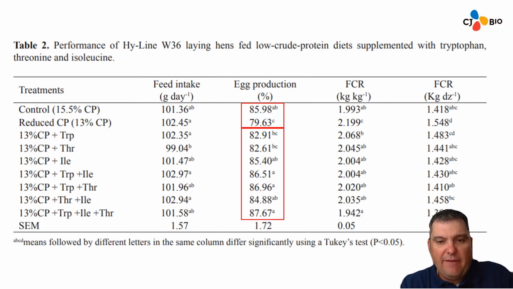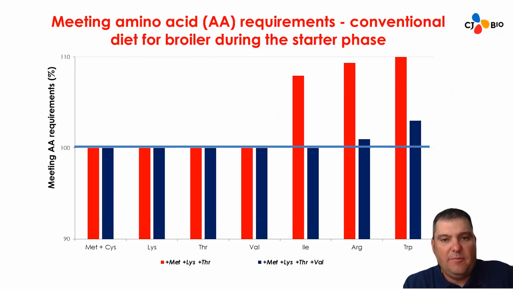So you have to maintain the balance of the lower amino acids, and if you do that, you should not observe any sort of performance drop.